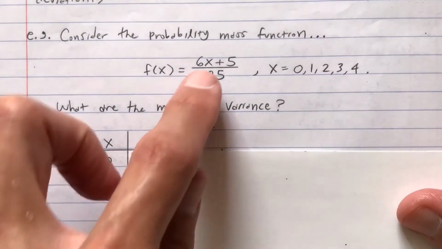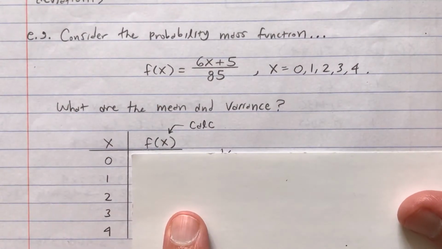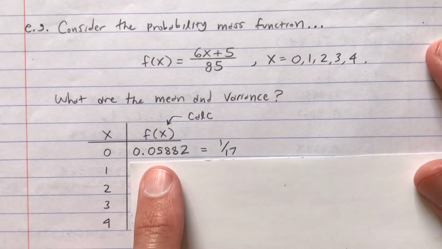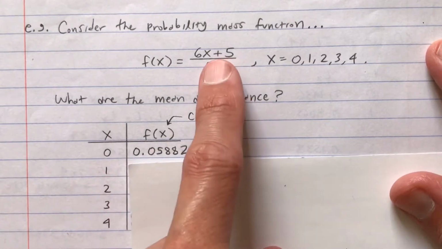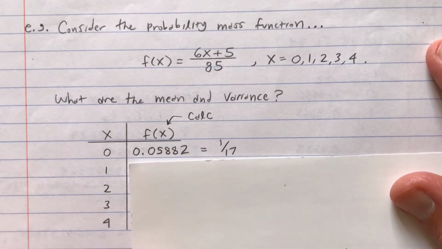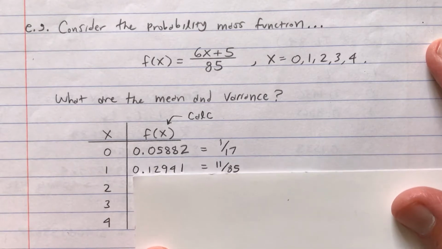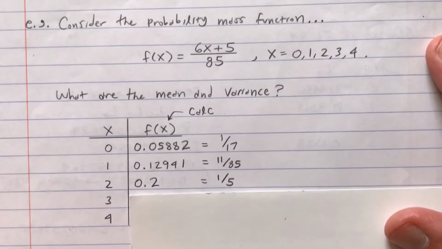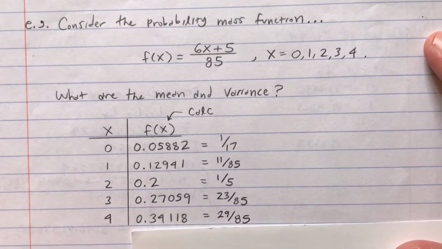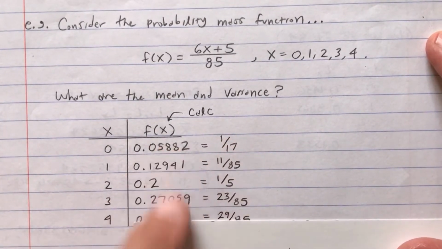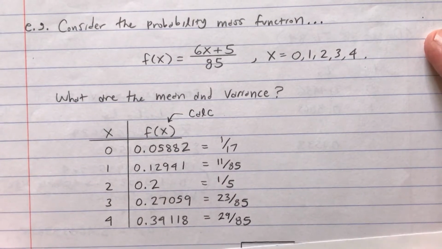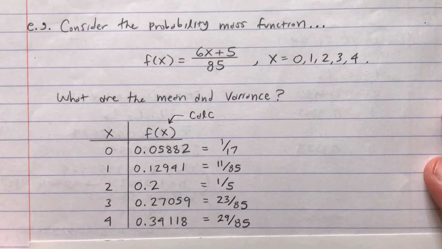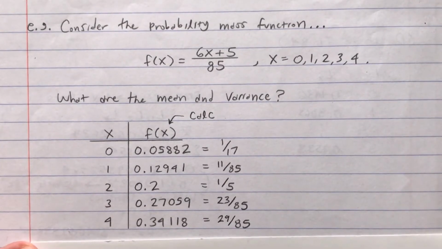So if x is 0, put 0 in there. You'll have 5 over 85, won't you? Which is 1/17, so that's 0.05882. What if x is 1? Put 1 in there. So 6 times 1 plus 5, that's 11 over 85. You get 0.12941. And then similarly with 2, 3, and 4. Okay, so here are the exact answers. I think these are decimal approximations. So I want to find the average, the mean, and the variance. I guess he's not asking for the standard deviation in this case.